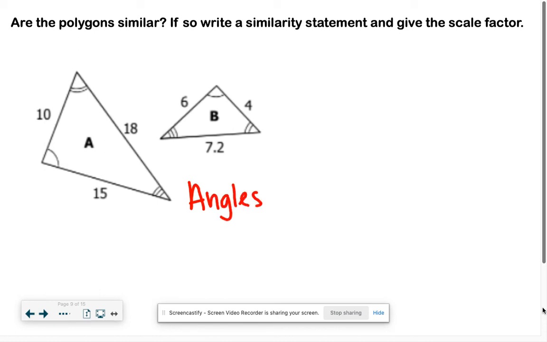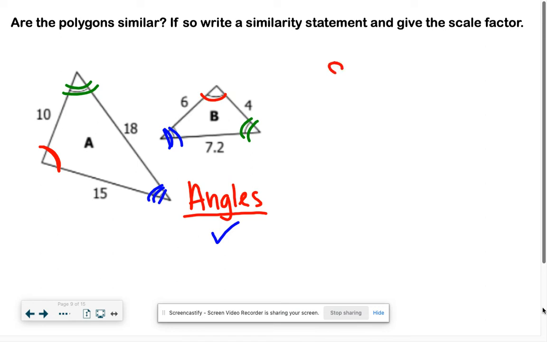So first things first, we have to make sure each of our angles has a buddy. I have 1 arc mark. Does that match up with anything? Yep, so 1 for 1. Let's see. 2 arc marks, 2 arc marks. And then 3 and 3. So does each angle have a buddy? Yeah. So we can put a check mark. Our angles check out.